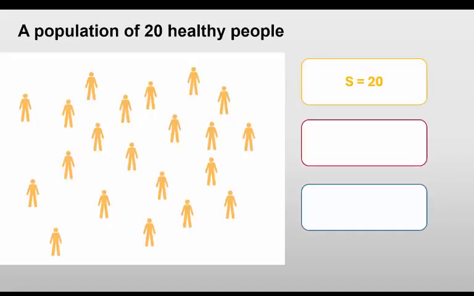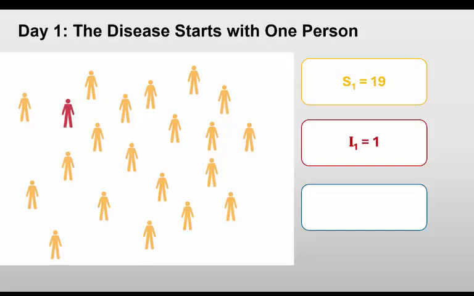We're going to start out with a very simple case of only 20 people. Let's assume that 1 out of the 20 people in our population are infected with the disease. So that means that there are 19 healthy, susceptible people, and there's 1 person that is sick on day 1 of this study. Notice that we use the subscripts S1 and I1 to represent that is the day that we are working on.